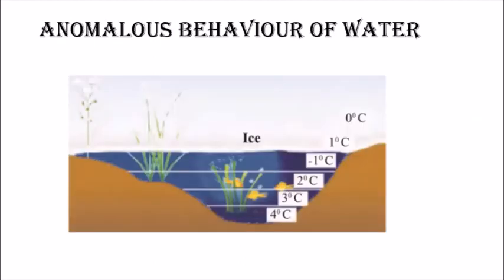Next is the anomalous behavior of water. Before that, you need to understand that when the temperature of a substance is lowered, the density of that substance increases as the volume decreases. But water is an exception. In all the other liquids, when you lower the temperature, the density will increase and the volume will decrease.